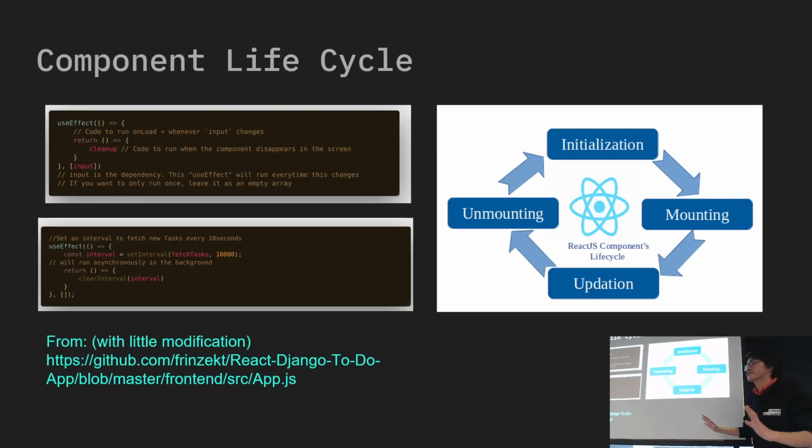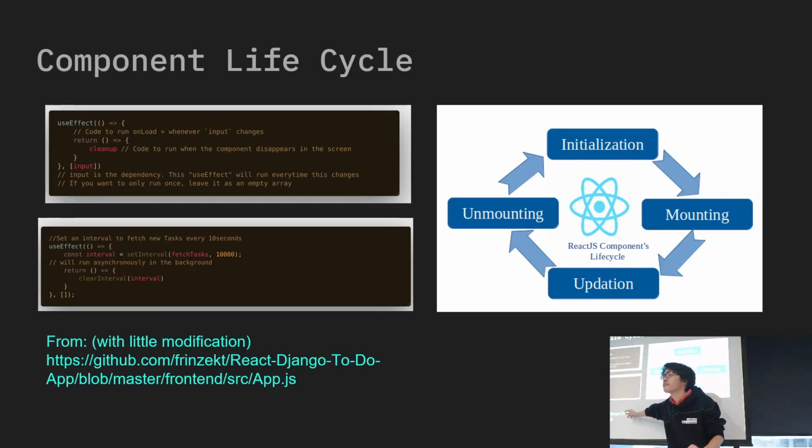Let's move to a different example. No dogs. Let's move to one of the examples that I had, which is where I had a React Django to-do app. So what if I want to continuously fetch new tasks that come in from the backend that I have? So I can call what's called a useEffect. useEffect is just code to run on load or when certain things change.